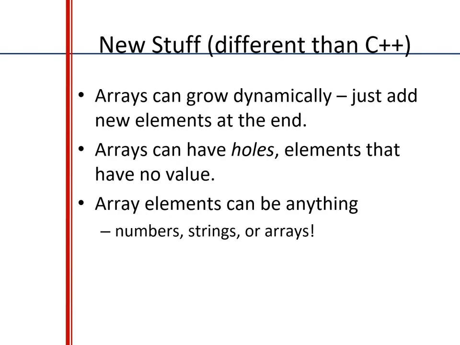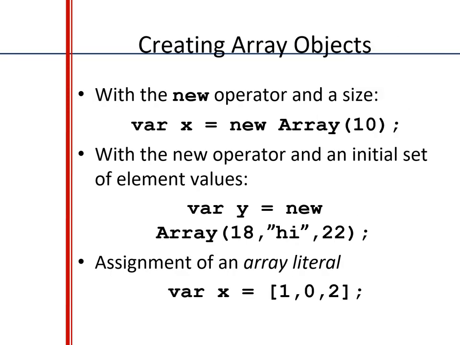There is a difference with new stuff. So an array can grow dynamically, just add new elements at the end. An array can have holes, elements that have no values. Array elements can be anything, strings. While using the new operator, as we use in Java, in a similar way we use new Array and mention a size. Suppose here we are mentioning 10. With the new operator, we initialize a set of values like new Array 18, height 22. So these are the various forms we are mentioning.